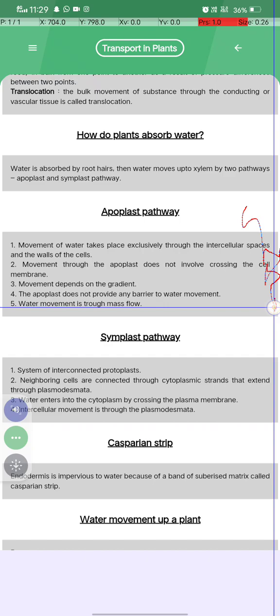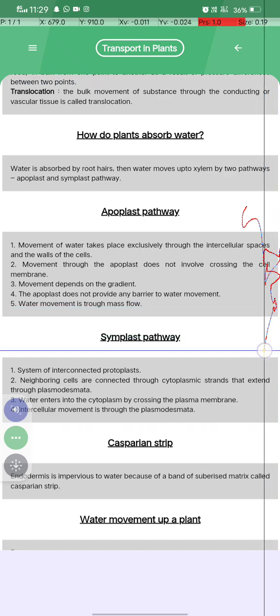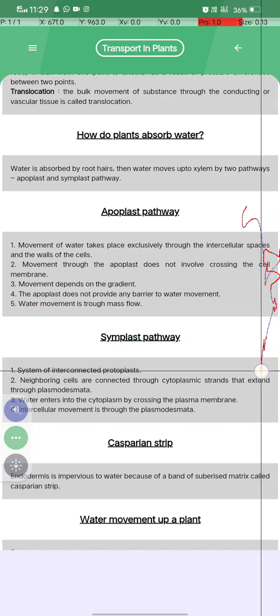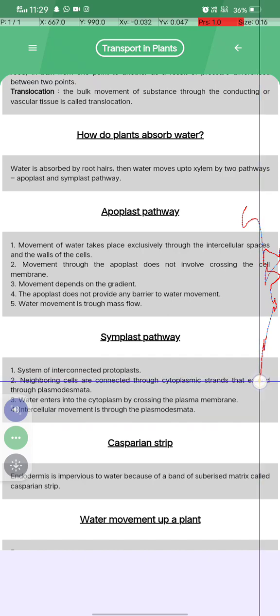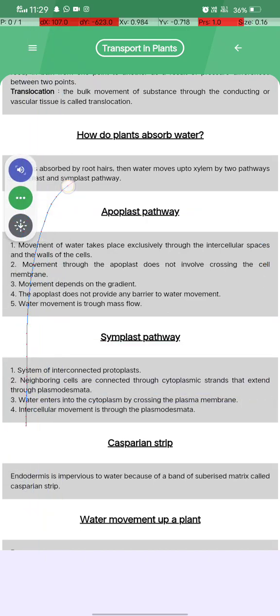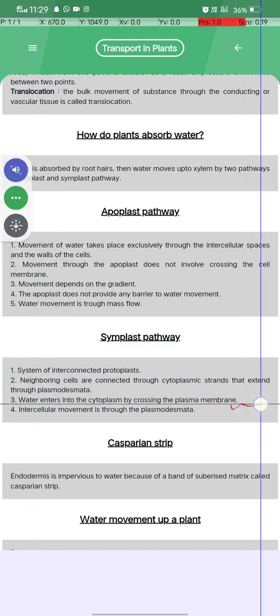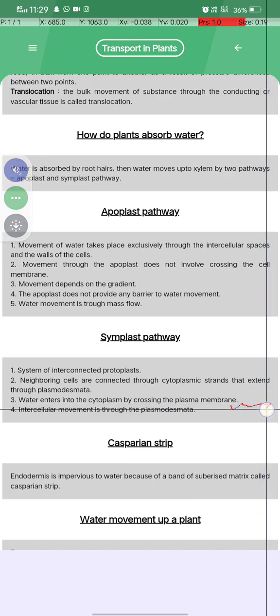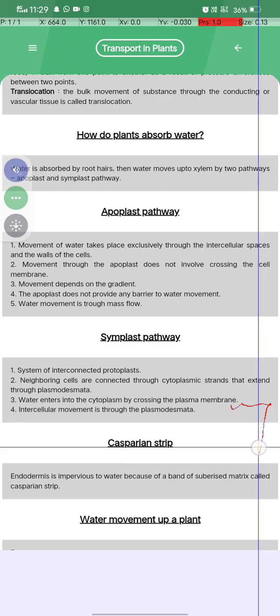Water movement is through mass flow. Symplast pathway: a system of interconnected protoplasts, where neighboring cells are connected through cytoplasmic strands that extend through the plasmodesmata. The water enters into the cytoplasm by crossing the plasma membrane, and the intercellular movement is through the plasmodesmata. Casparian strip.